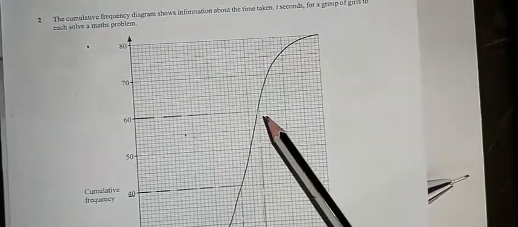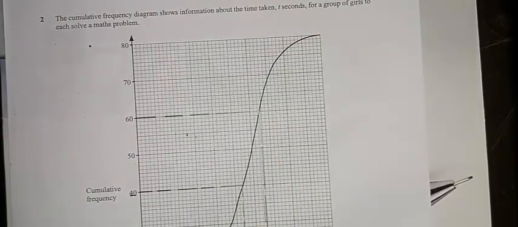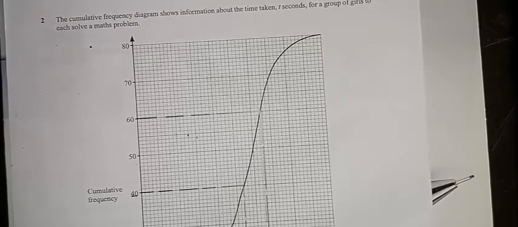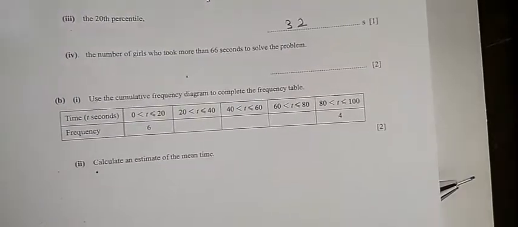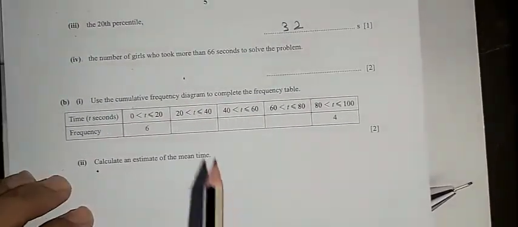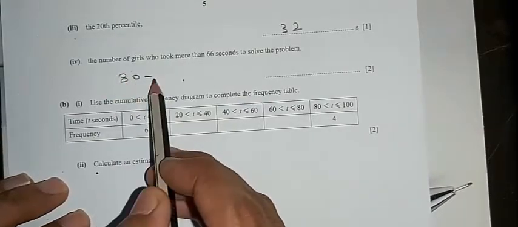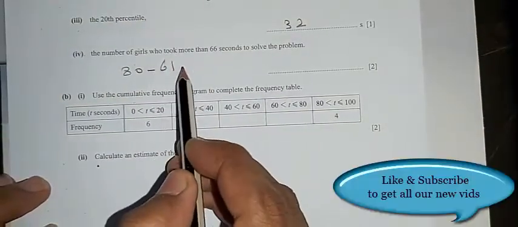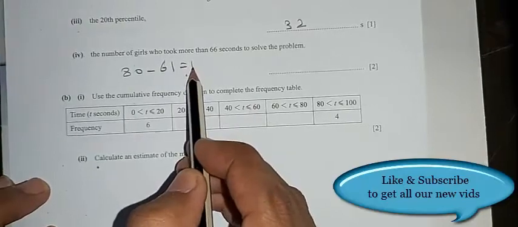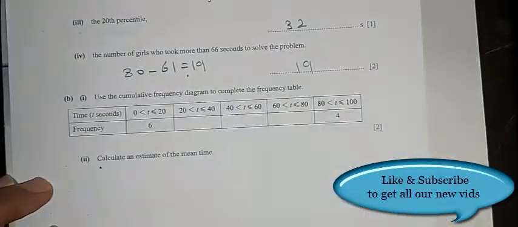So the number of girls who took more than 66 seconds to solve the problem is 80 minus 61. This will be 19.